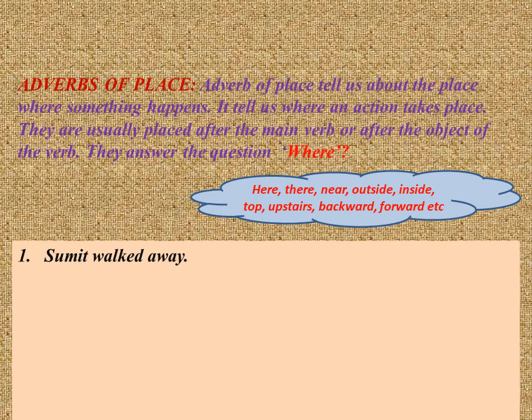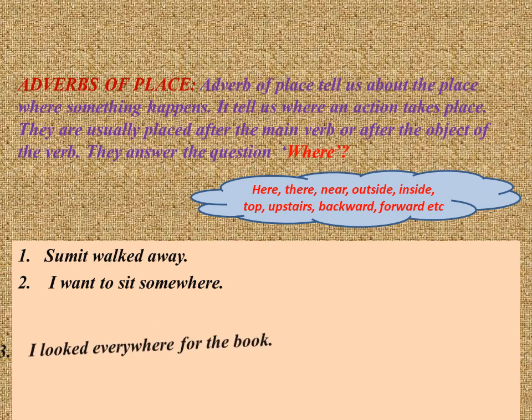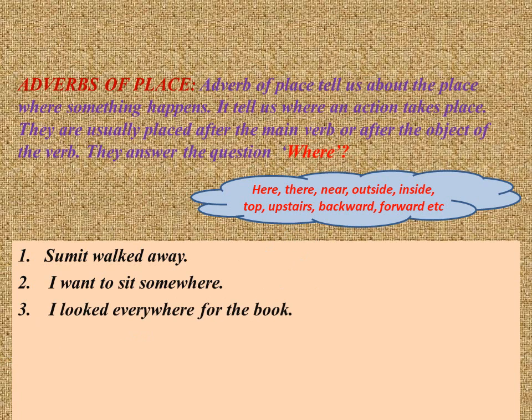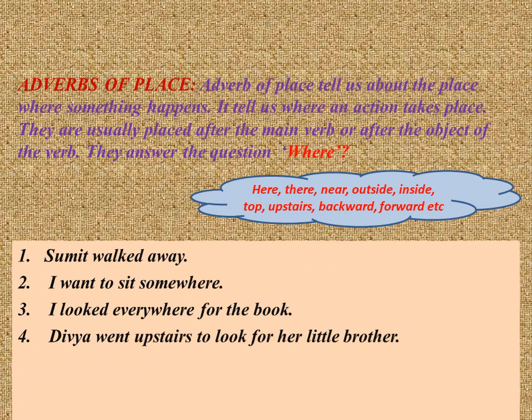Sumit walked away. Where did Sumit walk? Away. I want to sit somewhere. Where do you want to sit? Somewhere. So, somewhere is an adverb of place. I looked everywhere for the book. I looked where? Everywhere. So, everywhere is an adverb of place.